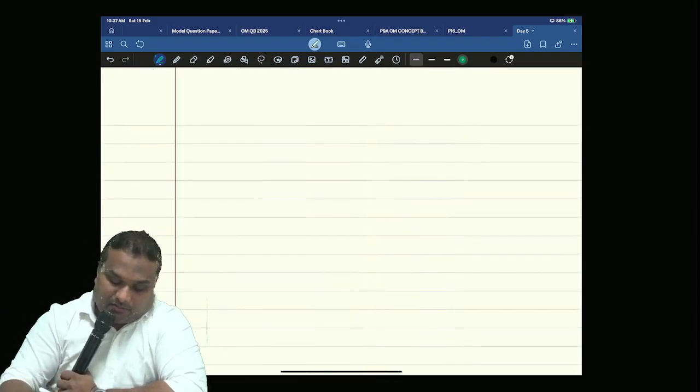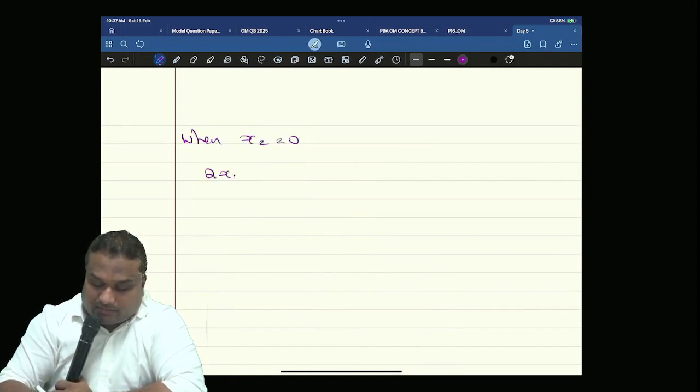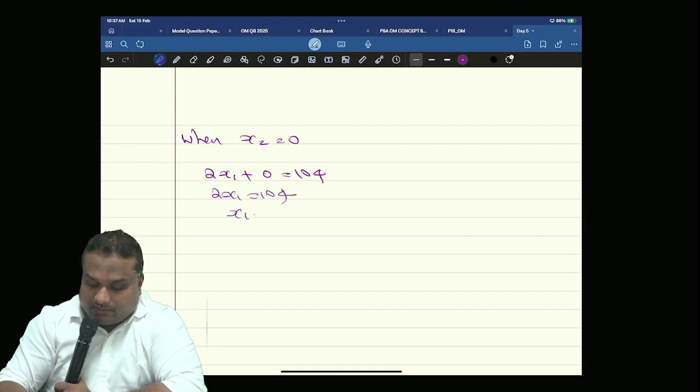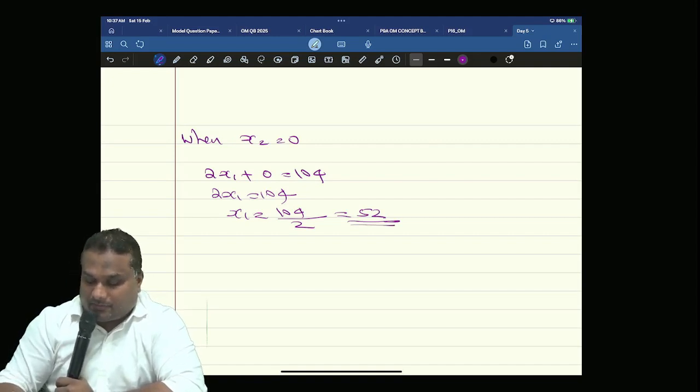Next, when x2 is equal to 0, 2x1 plus 0 equal to 104. That means 2x1 equals 104, so x1 equals 104 divided by 2, which equals 52. Now what is the value of x1? 52. Now on the bottom you write, we got a point in the graph.